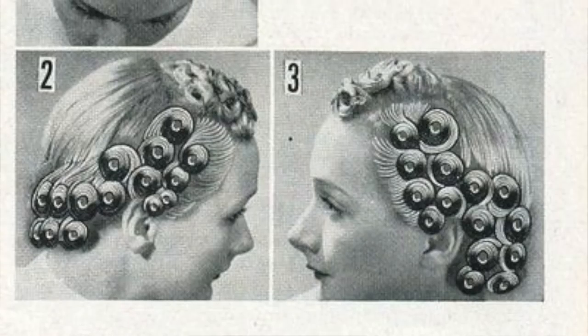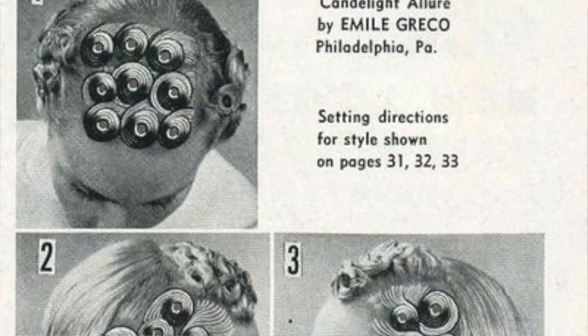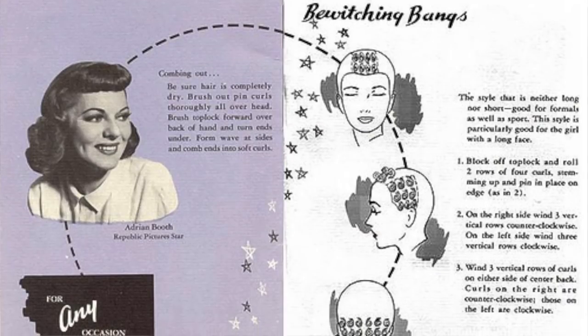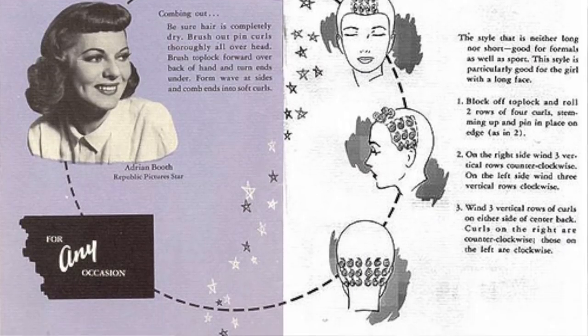So without further ado, let's get into the main types of setting patterns and what different techniques we use to achieve those patterns. So first of all, I'm just going to show you some different patterns from the 1940s and 50s so you can get an idea of what they look like and what you might be looking for if you're searching for something on the internet.